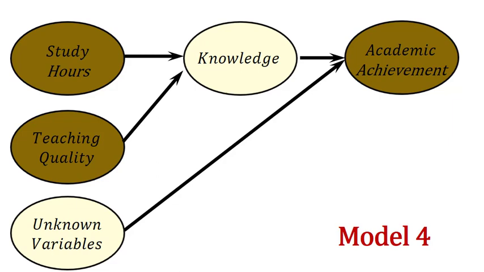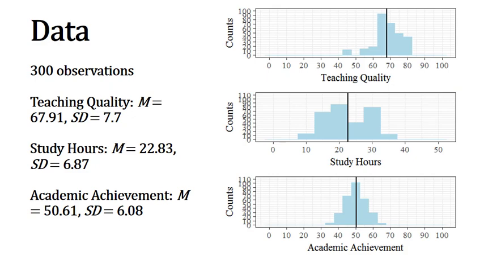It means that it wasn't measured in the study, but basically it mediates the relationship between study hours, teaching quality, and academic achievement, and the model is saying that it fully mediates because that's the only pathway that leads to academic achievement. Okay, so these are the 5 models that we are going to use and see which one is better at explaining the data.